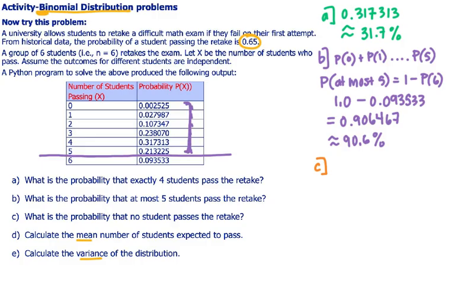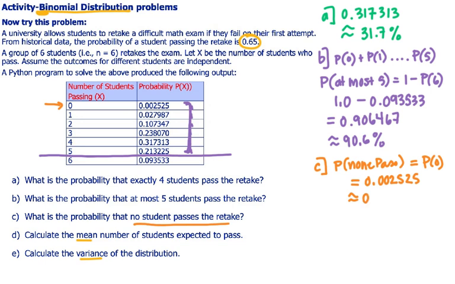Okay, let's look at question C. What is the probability that no student passes the retake? Well, that's the probability that 0 students pass. So again, none pass. That's just the probability of 0 students passing, which is directly given: 0.0025, which, even if we changed it to a percent, is quite small, 0.25%. So a quarter of 1%. Very unlikely that none of the students pass.